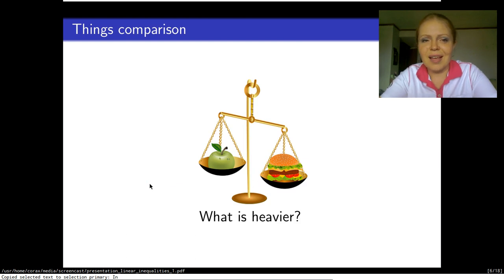Not the same. Sorry. So this slide shows you the picture, the balance scale again, and you can see it's not balanced. These two things are not equal. For this food, you can say that the sandwich is heavier than the apple.